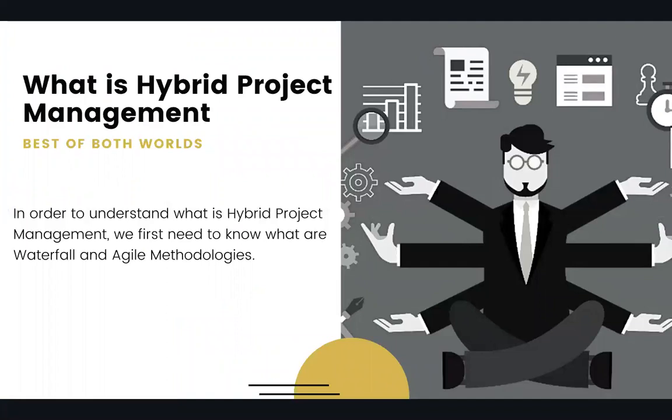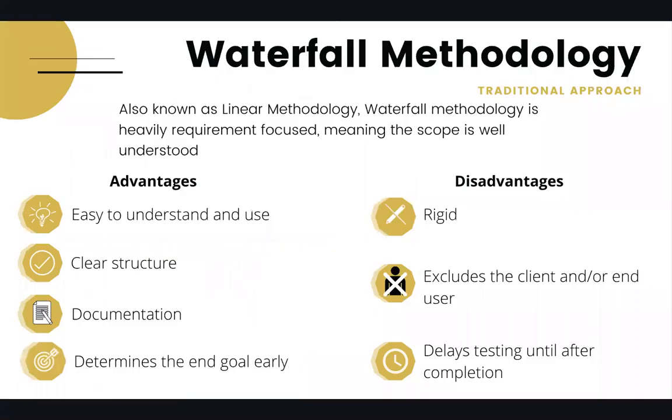In order to understand what a hybrid project management methodology is, we first need to know what waterfall and agile methodologies are. And the reason for that is waterfall and agile methodologies, they both mix together to make up the hybrid project management. And that's why the hybrid project management methodology is sort of like a best of both worlds kind of method. So a waterfall methodology is a traditional approach, and it's also known as a linear methodology.